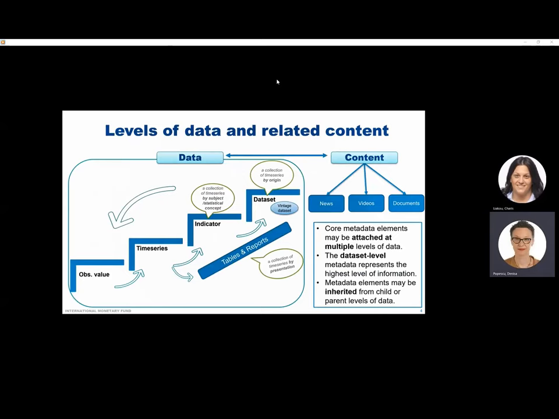As mentioned by my colleague, we are being tactical and attempting to implement pieces of this core metadata as we implement a new data management platform. For the data resource, the core metadata elements may be attached at multiple levels of data, where the dataset level metadata represents the highest level of information. We think of data sets as a publication, and as such, it is at this level that we are mapping with related documents, news, videos.